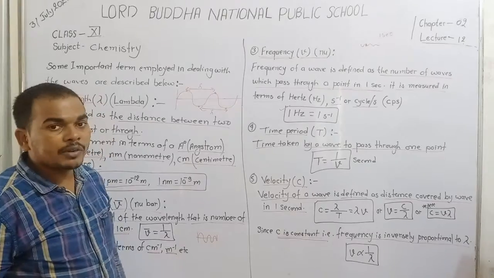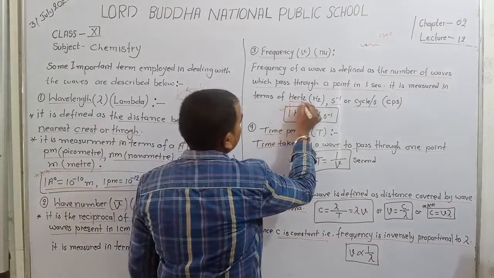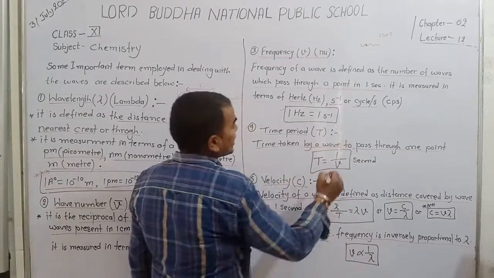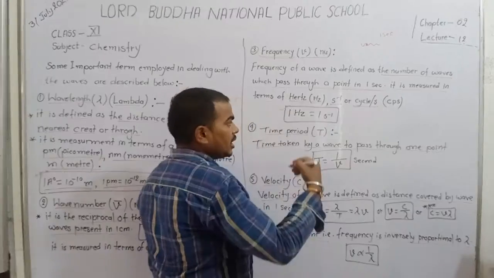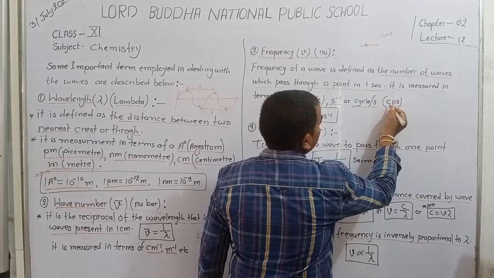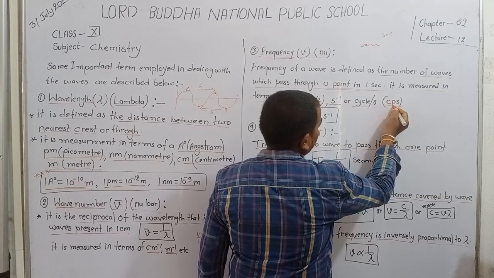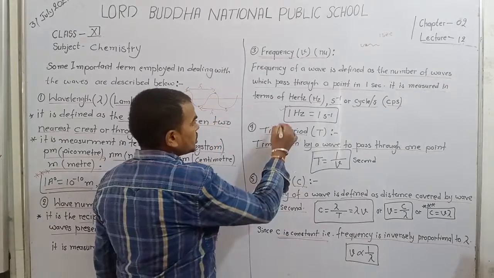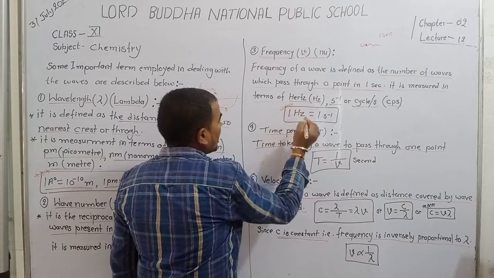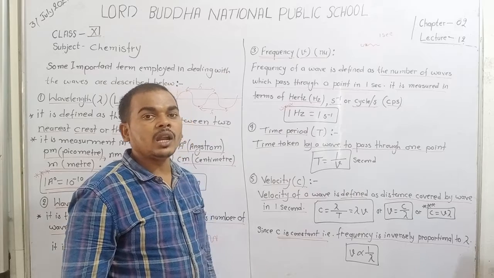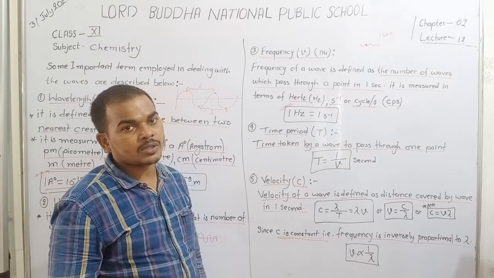Dear student, frequency is measured in hertz. The unit of frequency is hertz, second inverse and cycle per second. Cycle per second is also represented as CPS, where C means cycle, P means per, S means second. Always learn that 1 hertz is equal to 1 second inverse.